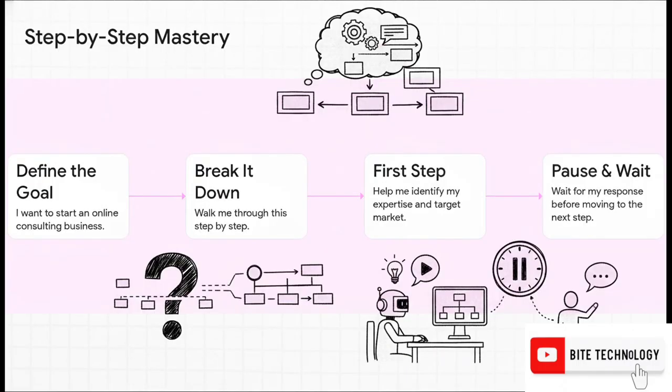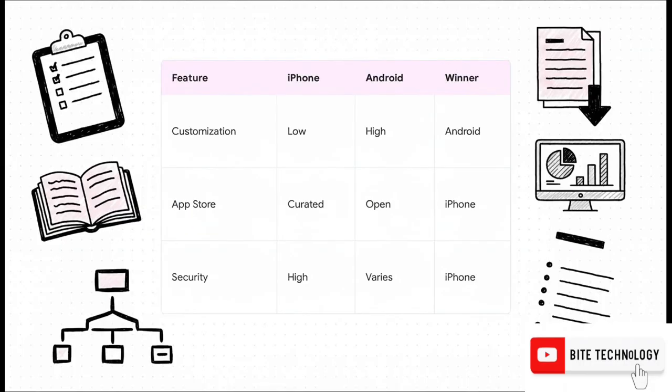Okay, next up is what I like to call step-by-step mastery. The biggest mistake people make is asking the AI to do everything at once. It's like asking it to build a whole car in one go. Instead, you've got to break it down. Ask for help with the engine first, then the frame, then the wheels. And that last part is crucial. Wait for my response. By doing this, you're turning it from a simple answer machine into your own personal interactive consultant.